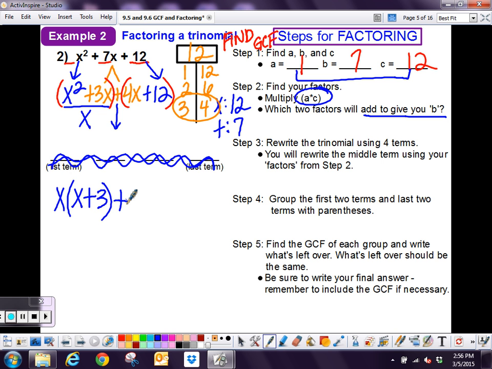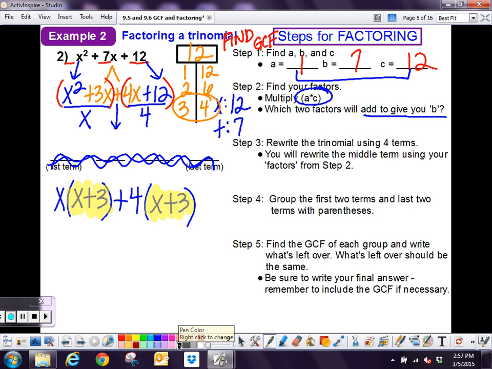Now I'm going to look at the second group, and I have to decide what that second group has in common. I have 4x plus 12, and I can factor out a 4 from both of those. So I have plus 4. If I divide that out, I'd be left with x plus 3. Notice that our two groups, this group and this group, are exactly the same. If those are not the same, then you have done something wrong.